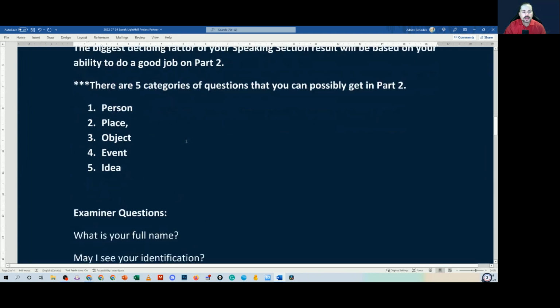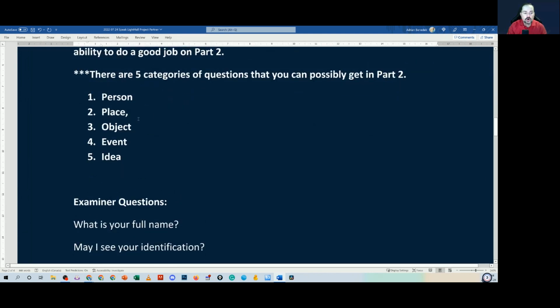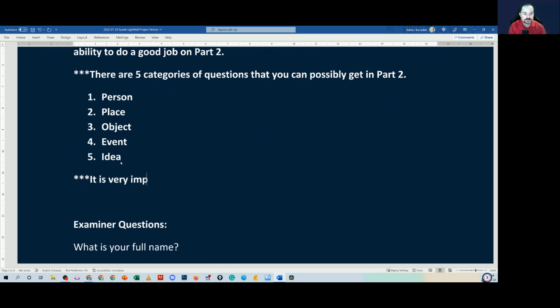It's very important that you practice all five of these different kinds of part twos, and keep track of them. By labeling your speaking section practice according to the category of part two, you can keep track of what you practiced, and then you will not be surprised during your IELTS exam if you get any of these kinds of topics.